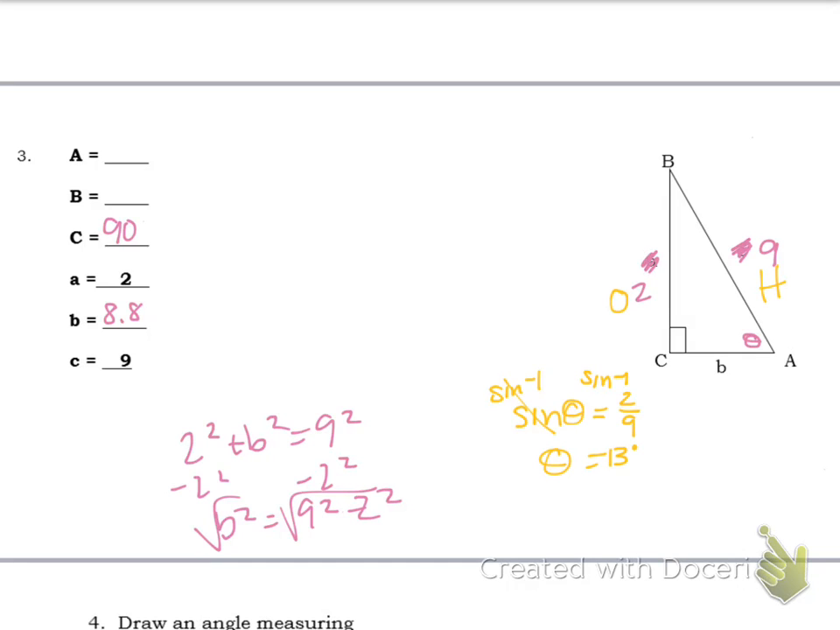Okay, so that represented angle A. Then I could do the same thing, or I could just subtract them from 180. So 180 minus my 13 minus my 90. And I have 77 degrees left.